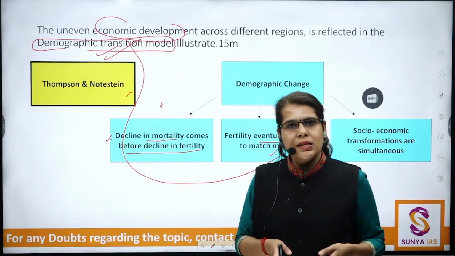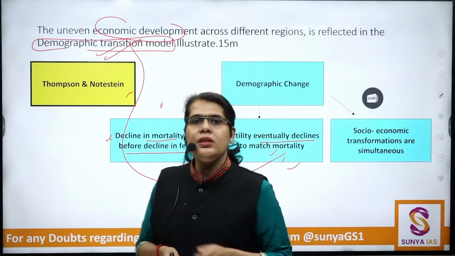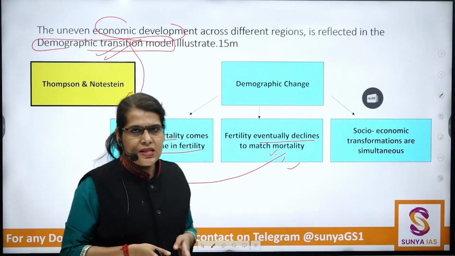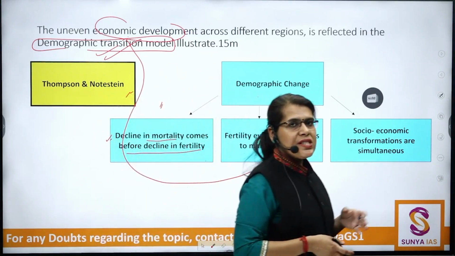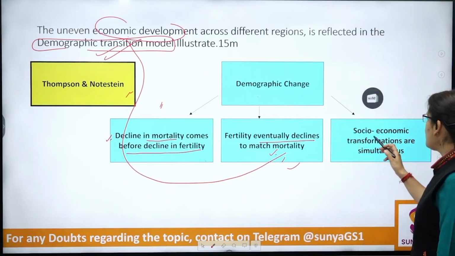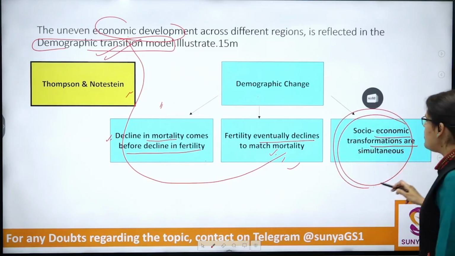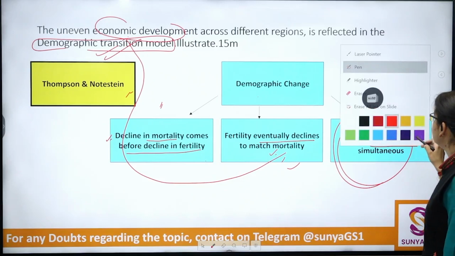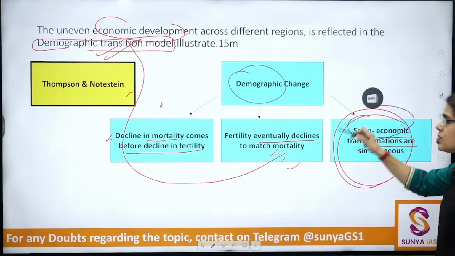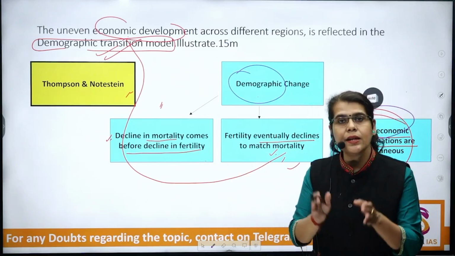TFR rates are somewhere around 1.3, 1.2, 1.4, something like that, below the replacement levels, which will include large parts of Southeast Asia, parts of Western Europe, some countries like Japan, etc. Socio-economic transformations are simultaneous, a very important key term. So demographic change and socio-economic transformations are simultaneous, maybe at a different pace.